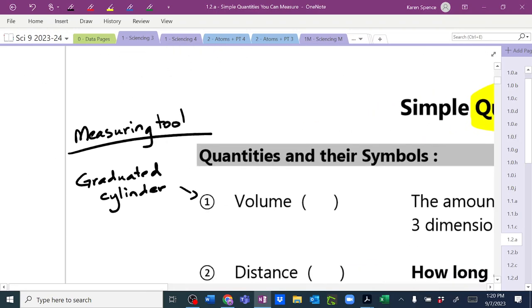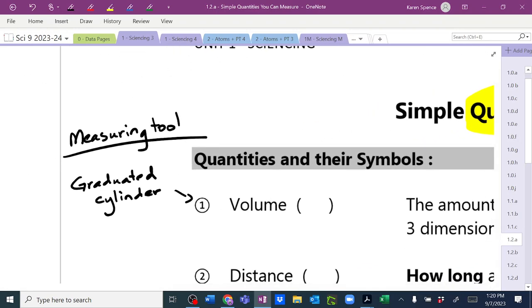Now, if you had to come up with a symbol to represent volume, a single letter, what would you probably choose? V. Do you think we're going to use a capital V or a small v? We're going to use a capital V.